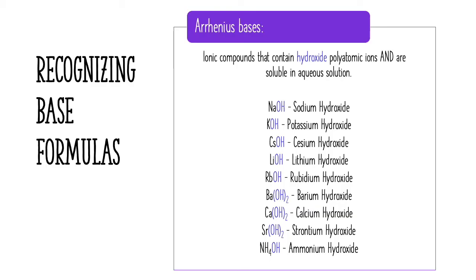So now let's talk about recognizing base formulas. These are very easy to recognize. They are ionic compounds that contain the hydroxide polyatomic ion, and they're soluble in water. So here's a big list of base formulas. You can see very clearly that they all contain that blue hydroxide polyatomic ion.